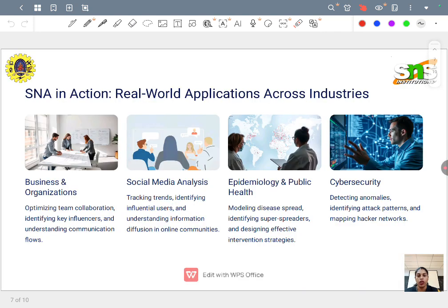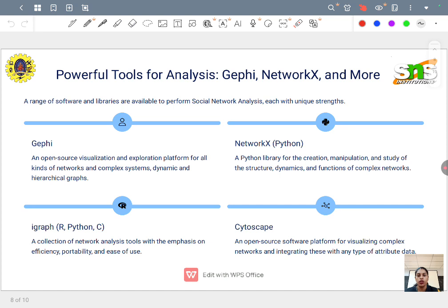Next we will be seeing about applications of SNA. SNA has broad real-world applications. In business, it improves collaboration and identifies influencers. In social media, it tracks trends and maps information flow. In epidemiology, it models how diseases spread. And in cybersecurity, it detects anomalies and attack patterns, and maps hacker networks. These are the four fields where we are using it: business and organization, social media analysis, epidemiology and public health, and cybersecurity.